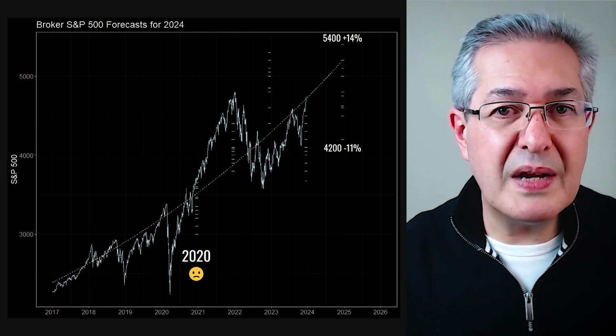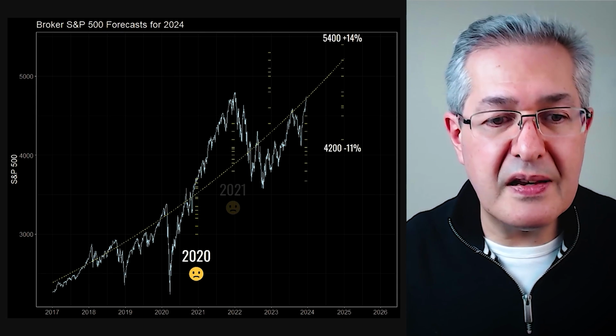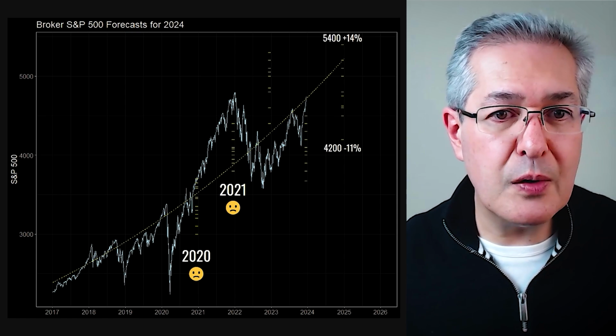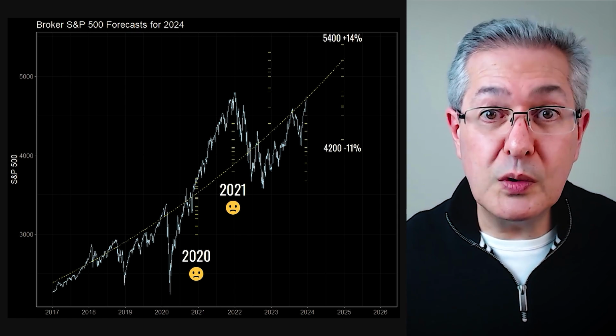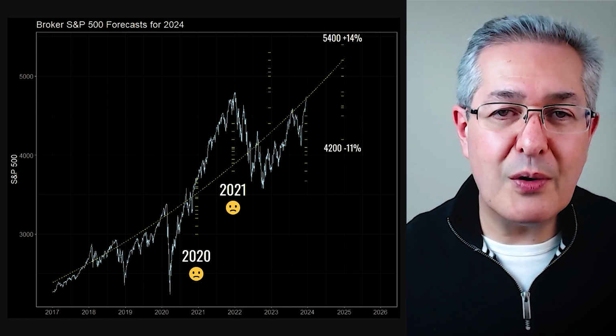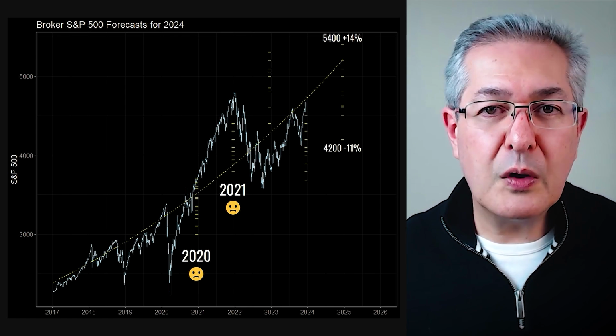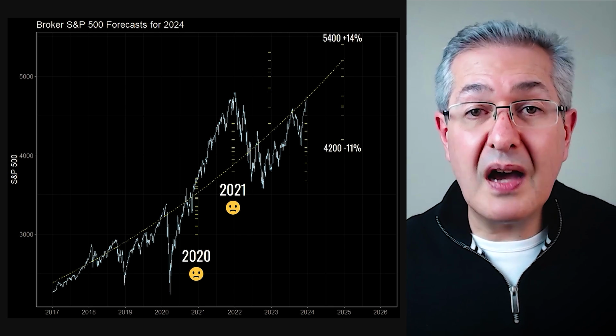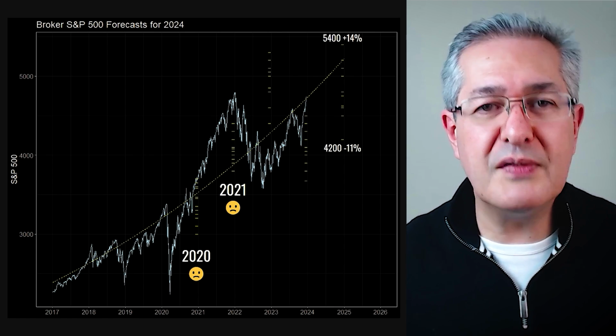Then we got this incredible pandemania rally which extended into 2021. And again, the forecasts were too bearish, too gloomy. They just didn't price in all of that euphoria that retail investors mostly generated in the stock market. So in this case, the end of year was way above even the highest broker forecast from the previous year.